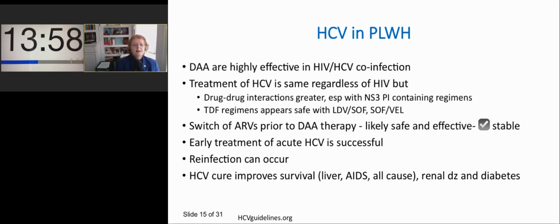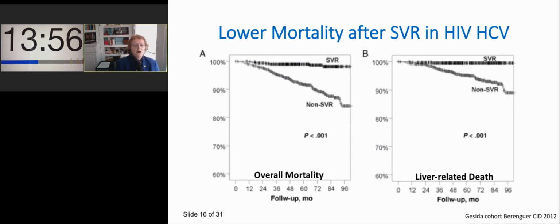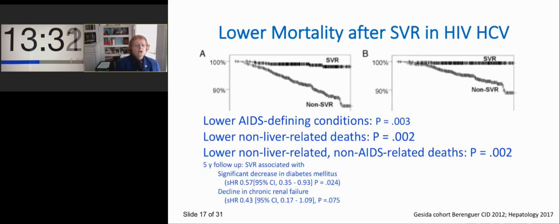So let's look at some of that data. This is data from the GESIDA cohort in Spain. On the left in A, you can see overall mortality survival is better in those with SVR than those who did not get cured. And on the right, liver-related death didn't occur in those with SVR compared to those with no SVR. And they also showed lower AIDS-defining conditions, lower non-liver-related deaths, and lower non-liver-related, non-AIDS-related deaths.